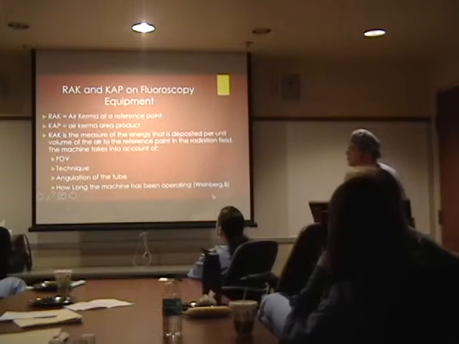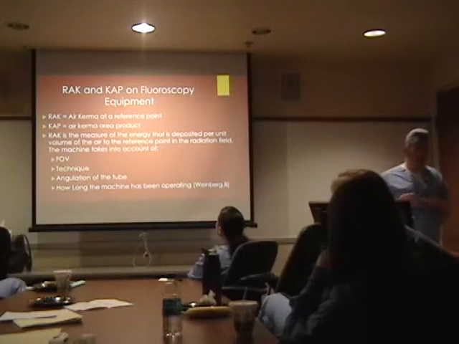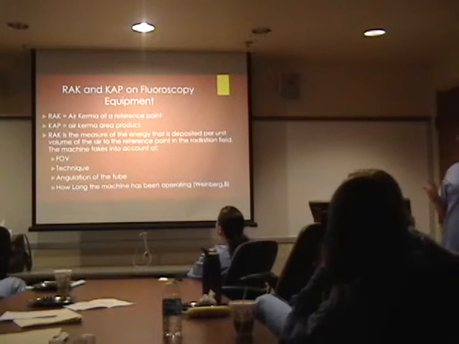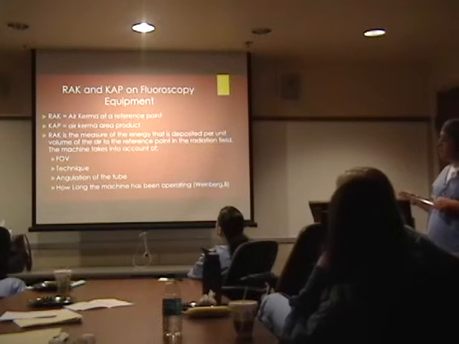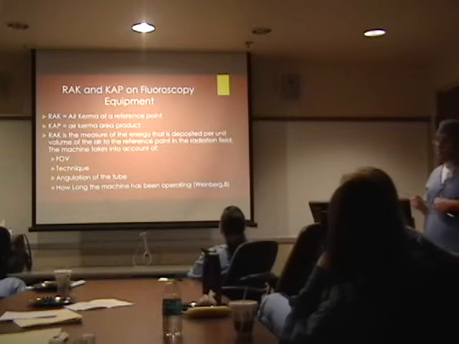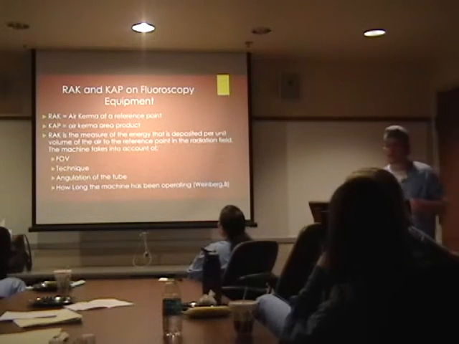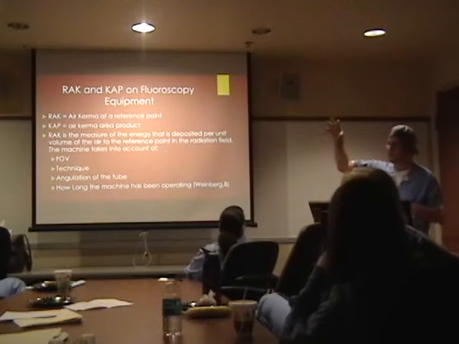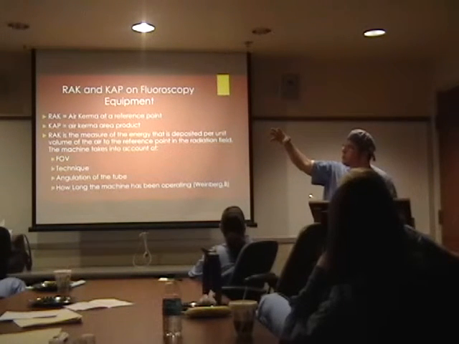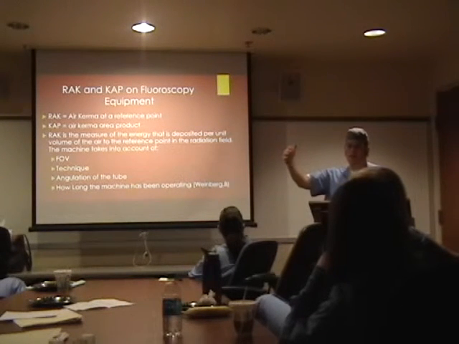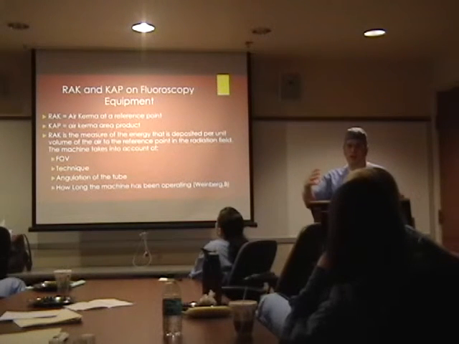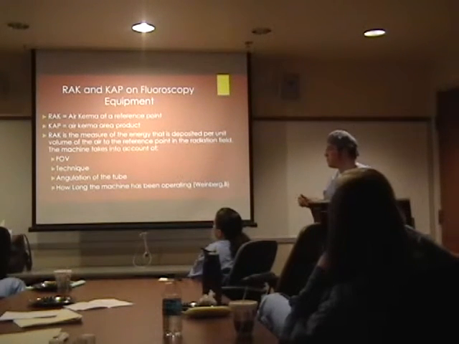All right, so moving on. So RAK and KAP on fluoroscopy equipment. So RAK is the air kerma at a reference point. Okay, what does that mean? All right, and KAP is air kerma area product. So this is like the energy. It's a way of saying, okay, well, this amount of energy will be in this amount of tissue. So it's kind of a measurement as to how the machine is able to calculate all that. So it can be measured.